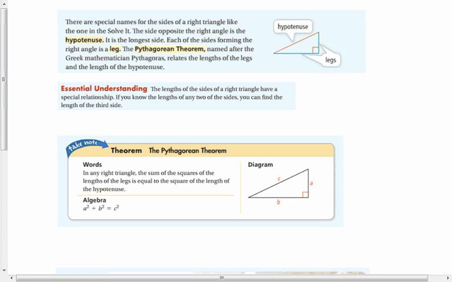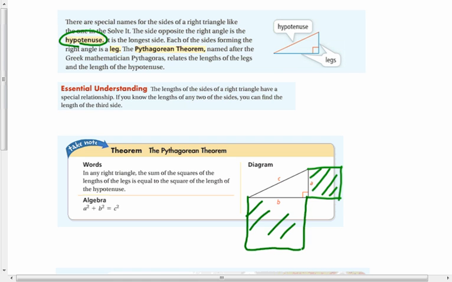So basically what we're saying here is this: if you were to square this leg here, which is A, and B is another leg, C, the longest side, is always called the hypotenuse. You need to know that. But if you find the area of this square right here, and the area of this square right here, and add those two squares together, they will equal the area of this square right here.